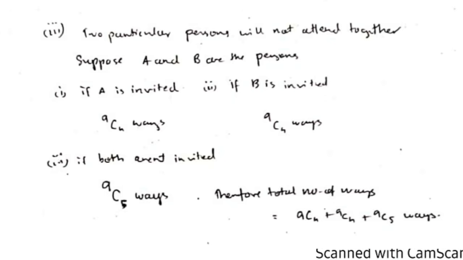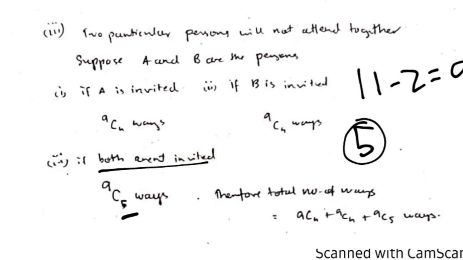Then if A and B both aren't invited, the number of people remaining is 9, and we have 5 people to invite to dinner, so 9C5 ways is the total number of ways.